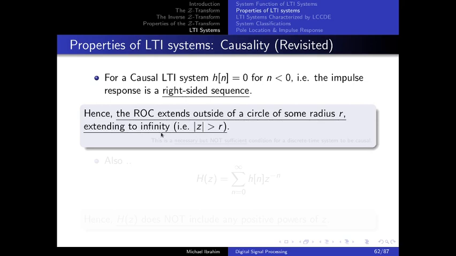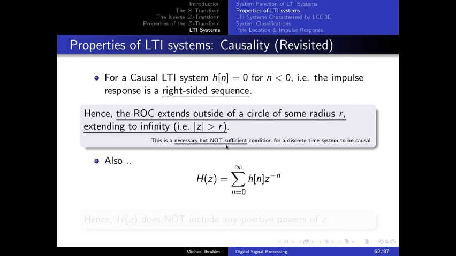So now we are relating what we know about causality, and how the impulse response for a causal system should look, to the region of convergence and the Z transform. But this condition, which is that the ROC should be going outward for a system to be causal, is a necessary but not sufficient condition.